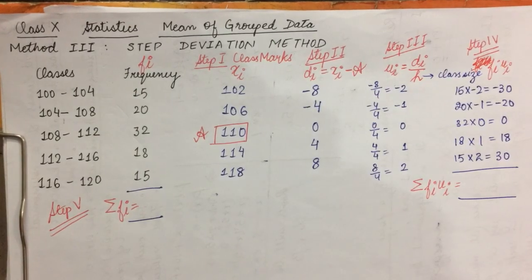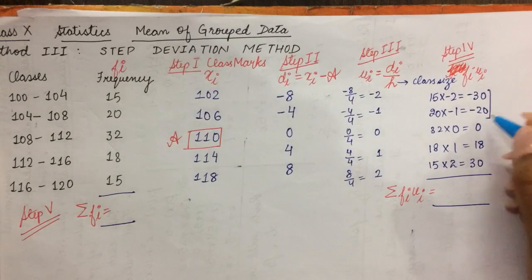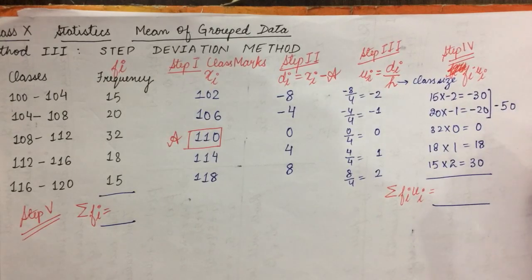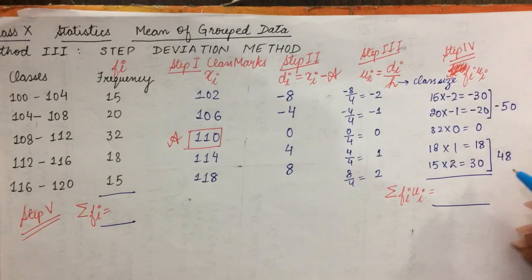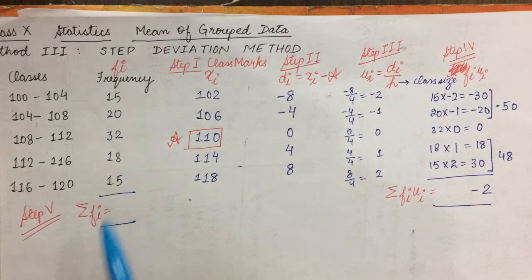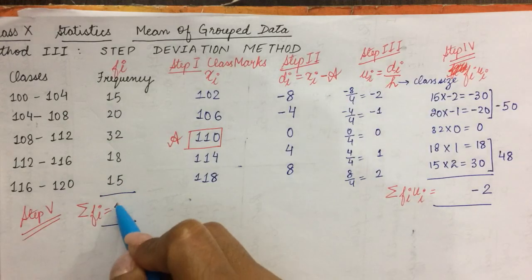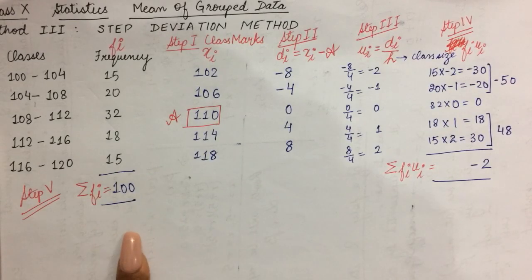Now since I have positive and negative values, calculate the total very carefully. For the negative values I get minus 50. For the positive values I get 48, and the total becomes minus 2. From the frequencies, the total comes out to be 100. This is step number 5, calculating the total.